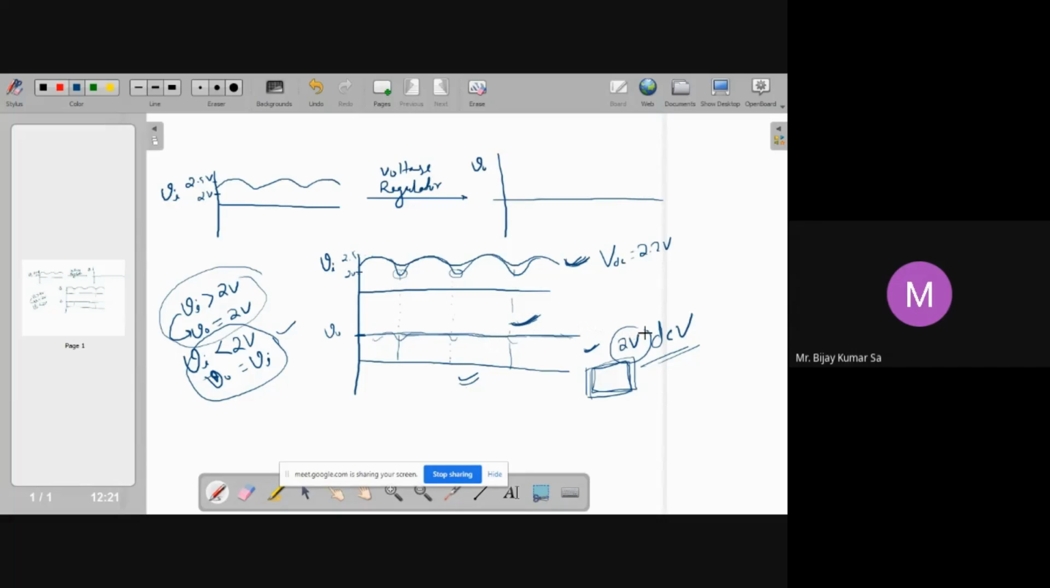So if you can provide a DC voltage of this sort, it is more suitable for your appliance which works on DC. This will enhance the lifetime of your appliance. Okay, are you getting?